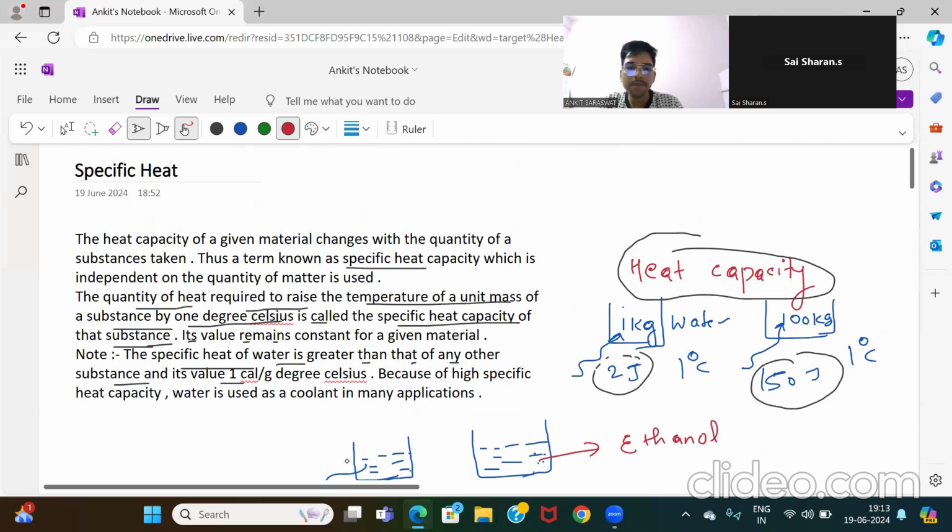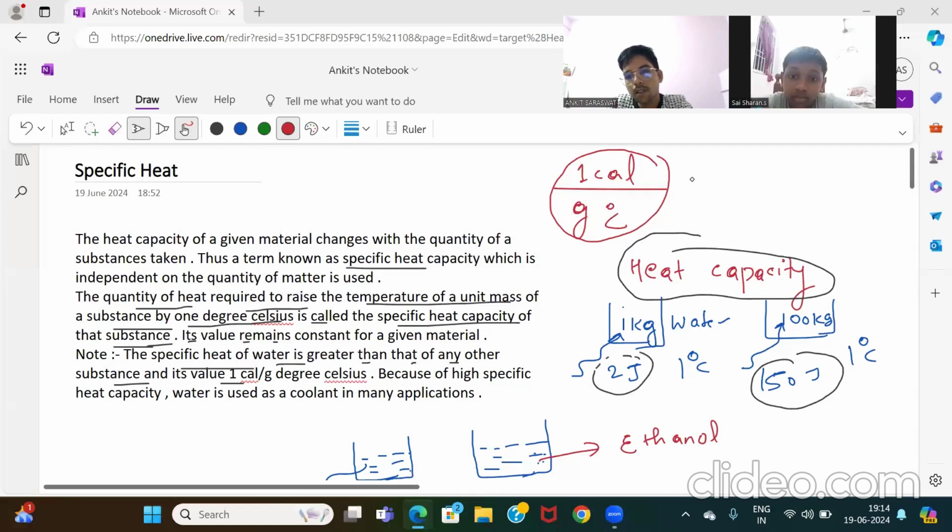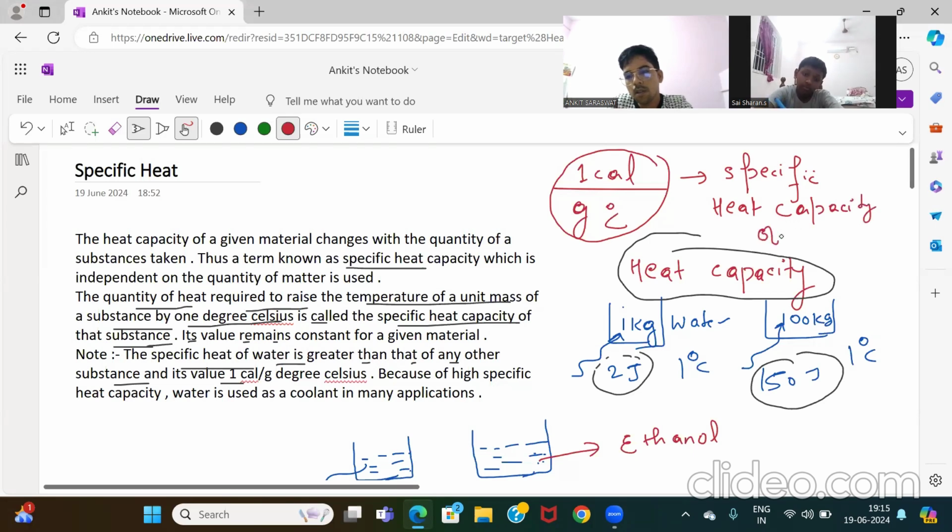Is it clear? This is the specific heat of water. Clear? Understood? Any problem, any doubt to you?